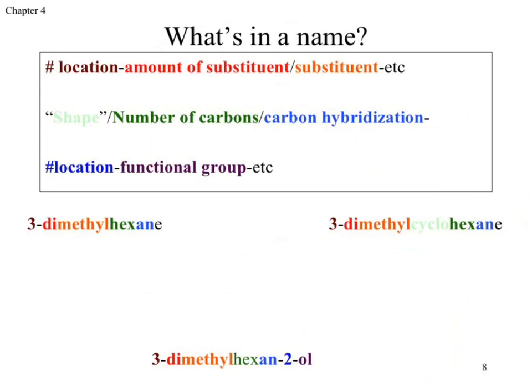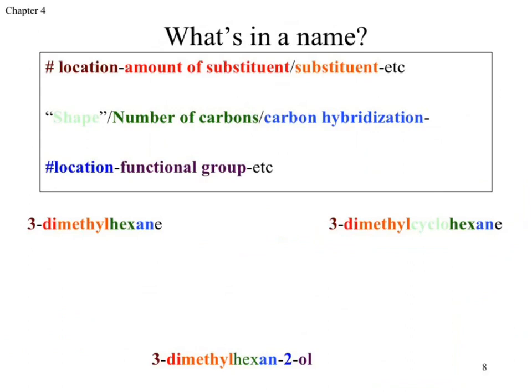We then follow that up with our next, it's shown as the next line, but it's all run together in one name, with the shape of our molecule, which is only really relevant for our cyclic structures. So to specify a cyclic structure, we just say it's cyclo. If it's not a cyclic structure, do we need to say cyclo? No, it just disappears from our name.